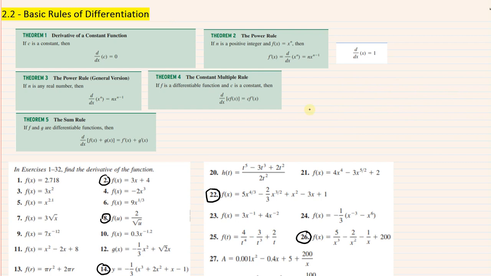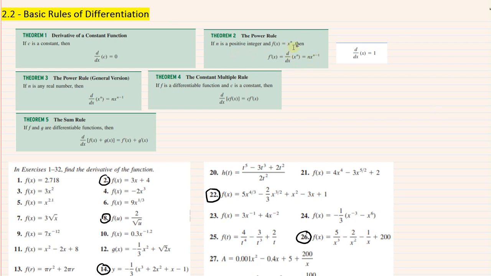That's not a formal proof, but if I put the details in, it would be a formal proof. Anyway, let's go through this. Theorem 1, derivative of a constant function. The derivative of a constant function is 0. And we notice we're using d/dx of f(x) here. Theorem 2 is commonly known as the power rule. If n is a positive integer, then the derivative of x^n is n x^(n-1).